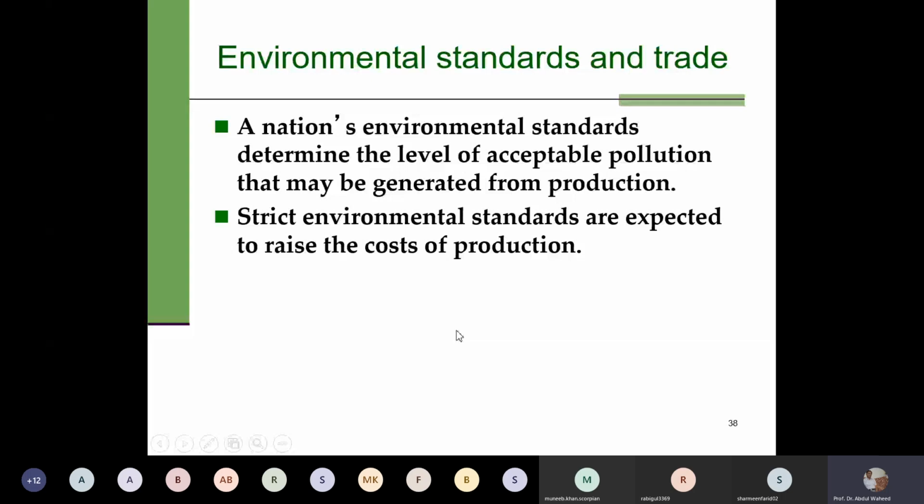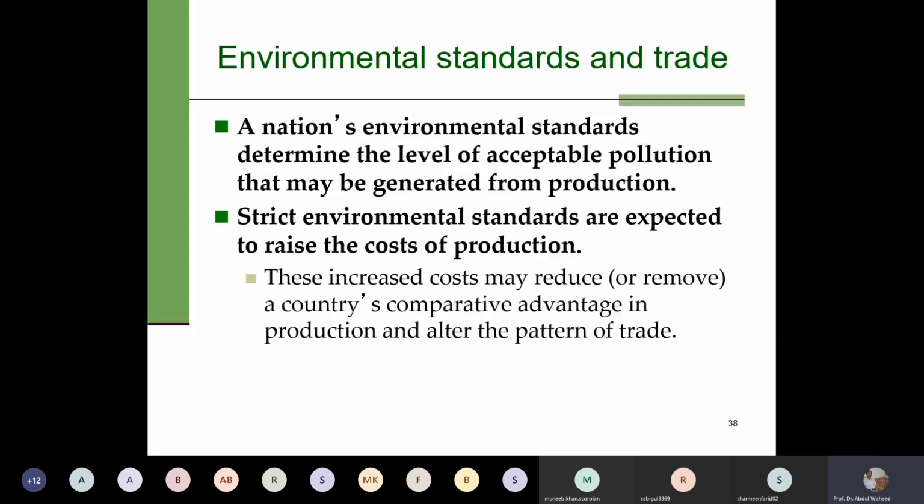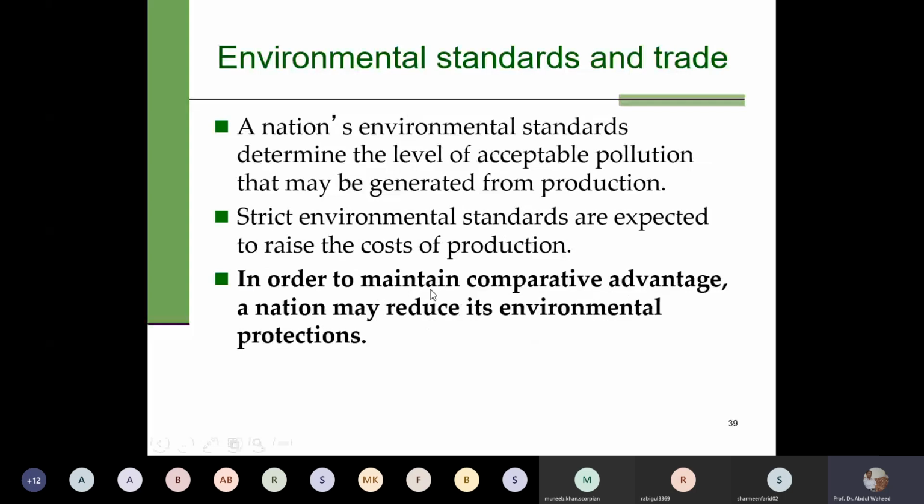So these increased costs may reduce or remove the country's comparative advantage. Before strict environmental standards, you have a comparative advantage in that product, but if there are strict environmental standards, then the cost of production will increase, and this may eliminate or reduce your comparative advantage. So in order to maintain comparative advantage, a nation may reduce its environmental protection. That's why they compromise on environmental standards.